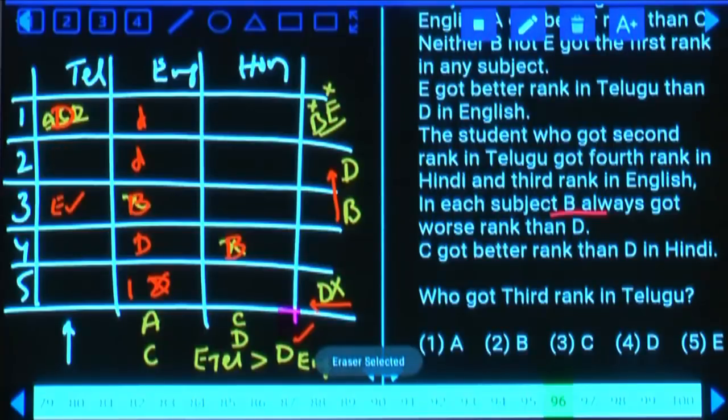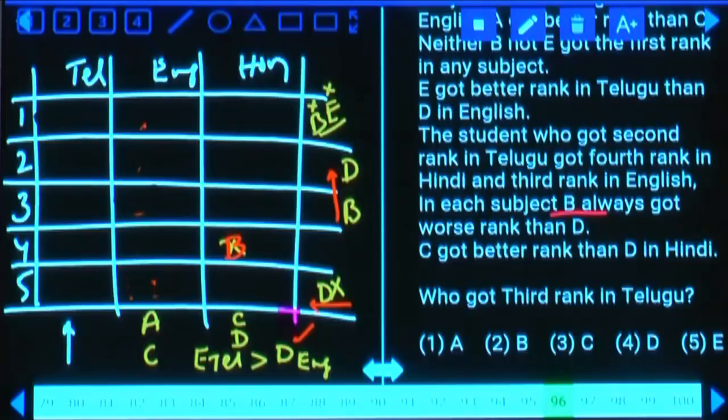Are you following this one or not? Hence here in this one, who cannot be here? A, B, C and D cannot be at this place. Then tell me who is the only person left over here? E must be at this place. Finally, is it done or not? Now E is at this place.